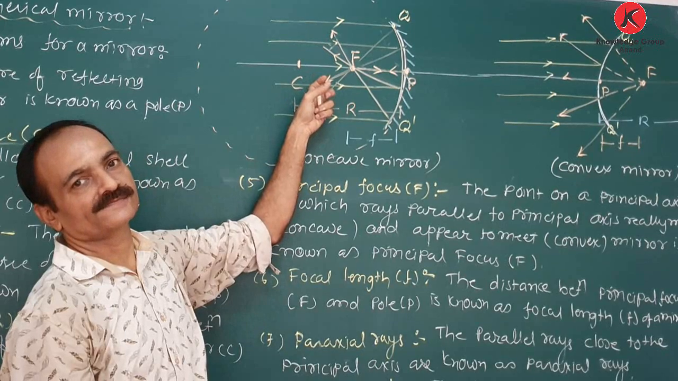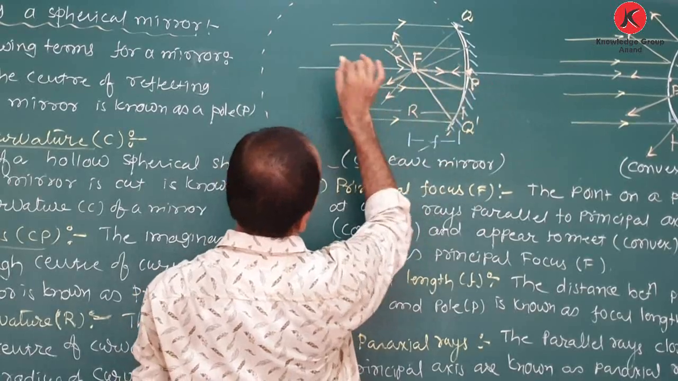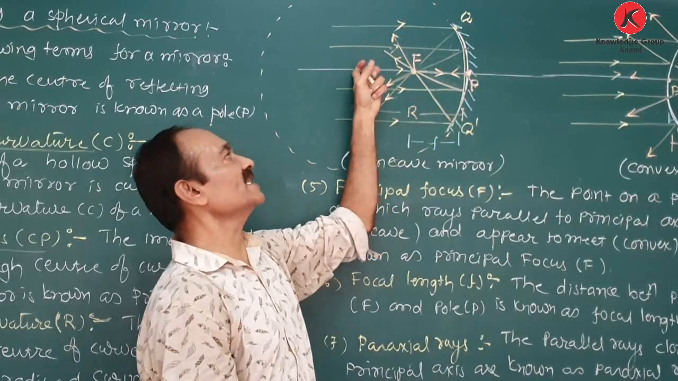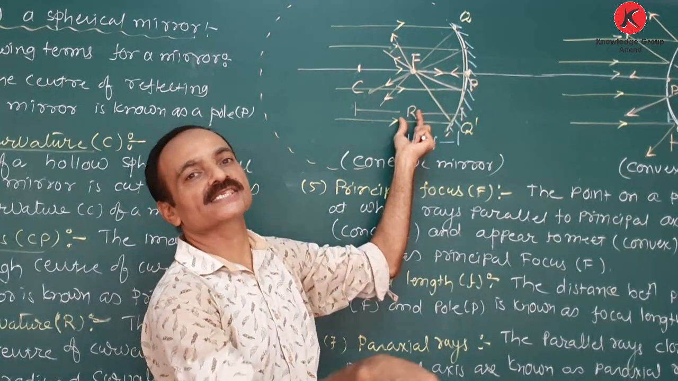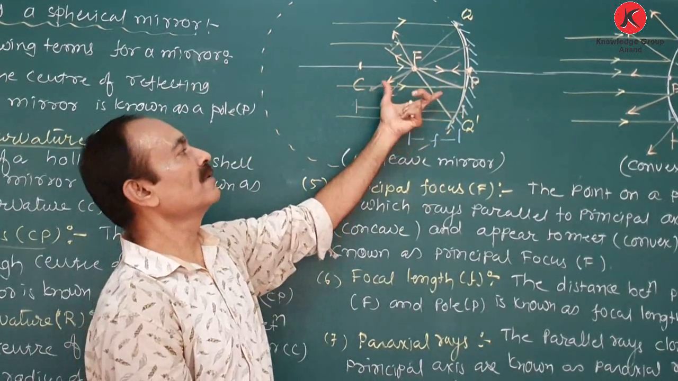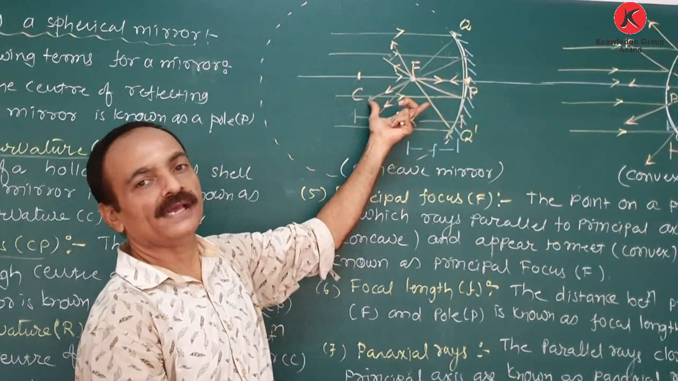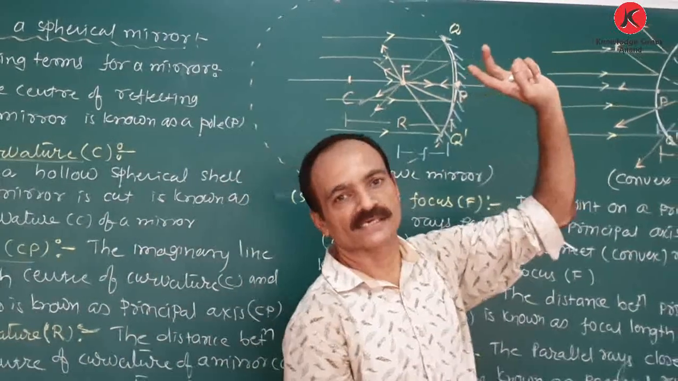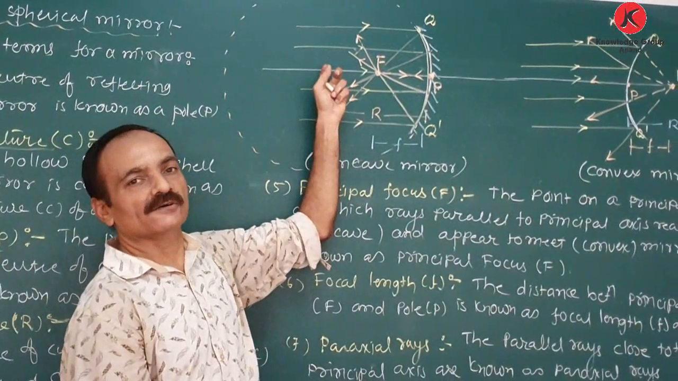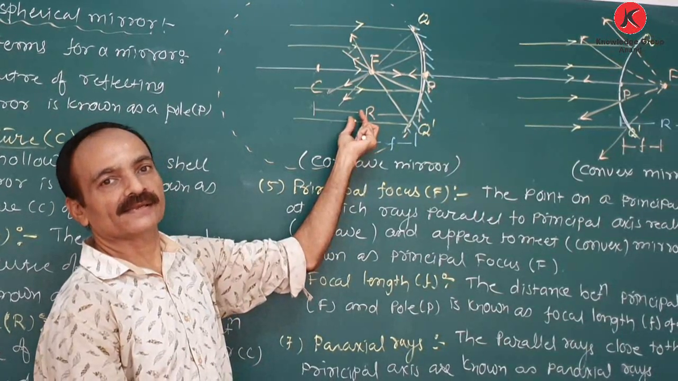Okay. Now, after that, what is the distance between P and C? The distance between the pole of the mirror and the center of curvature is known as the radius of curvature of a mirror. Actually, that is the radius of the spherical shell from which the mirror is cut, and that is also the radius of curvature of a mirror, either concave or convex. Again, the distance between the pole and center of curvature of a mirror is known as the radius of curvature, denoted by capital R.